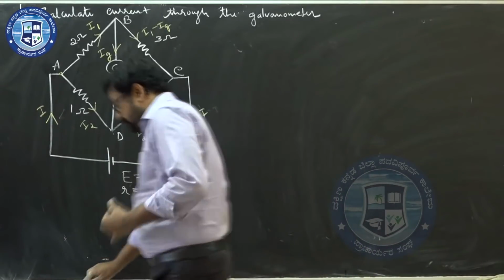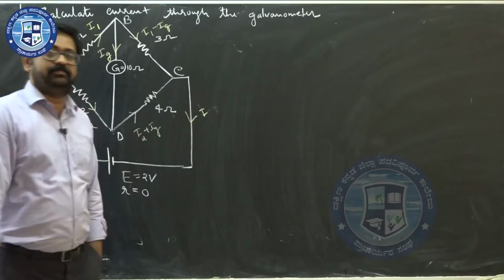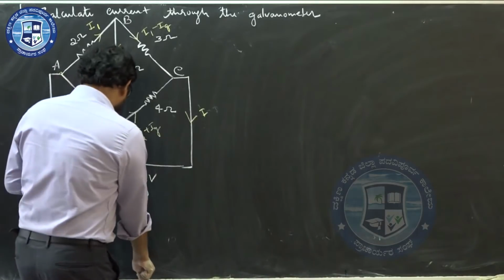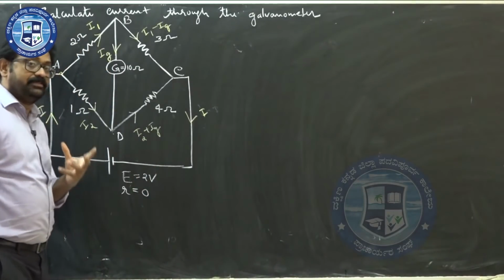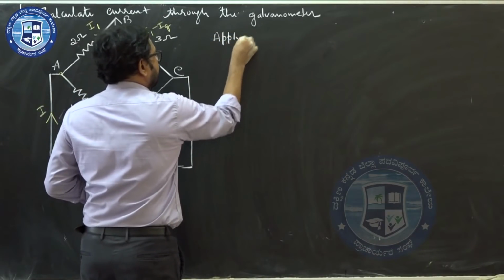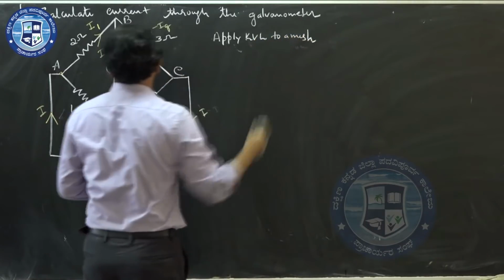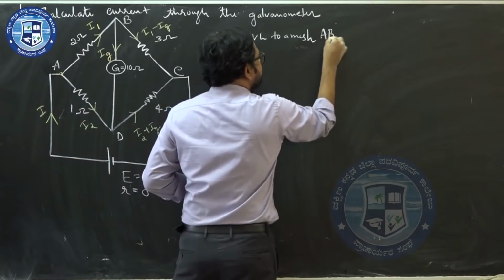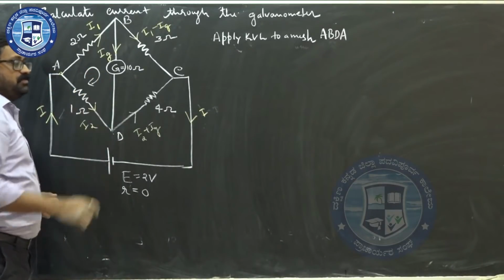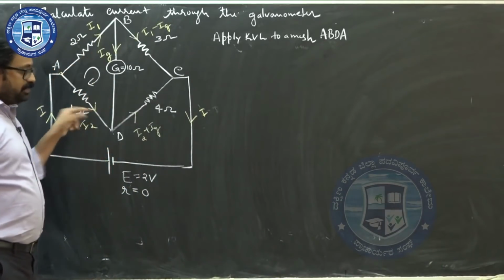Now, coming to the question asked, you are asked to find out what is the current flowing through the galvanometer. To answer this, you can think of taking the help of KVL. Apply KVL to the mesh A, B, D, A. See, the direction of traverse was selected in this particular direction. You are applying KVL to the mesh A, B, D, A.